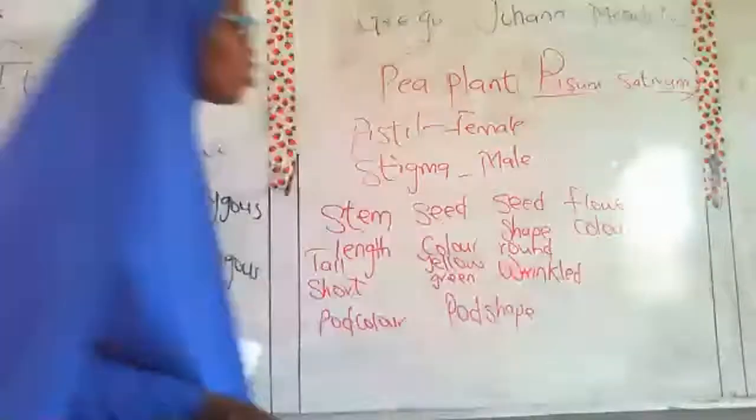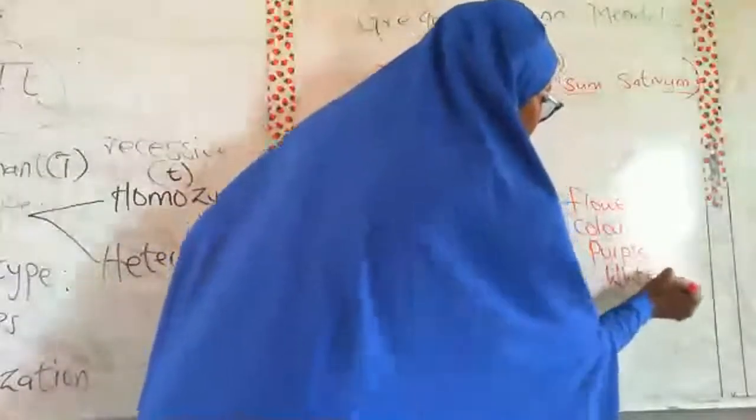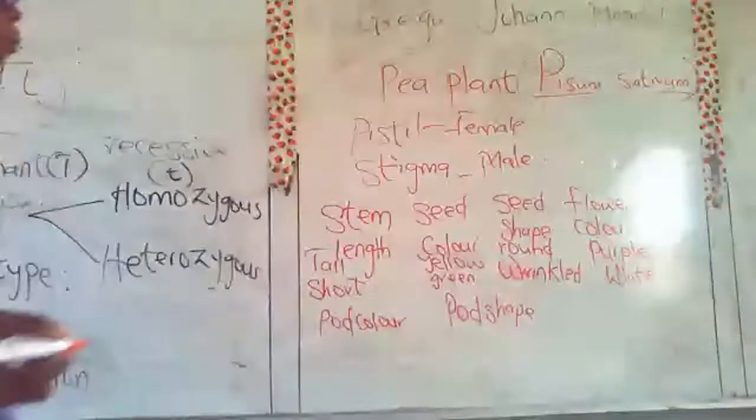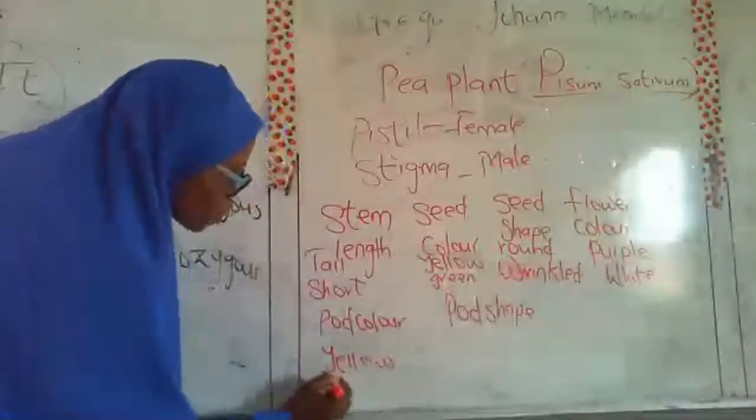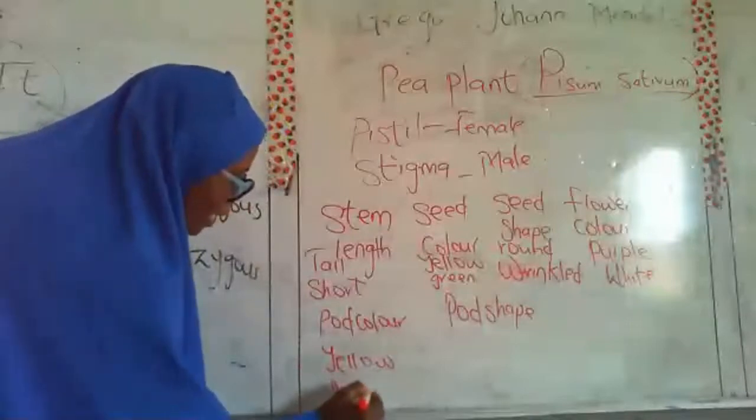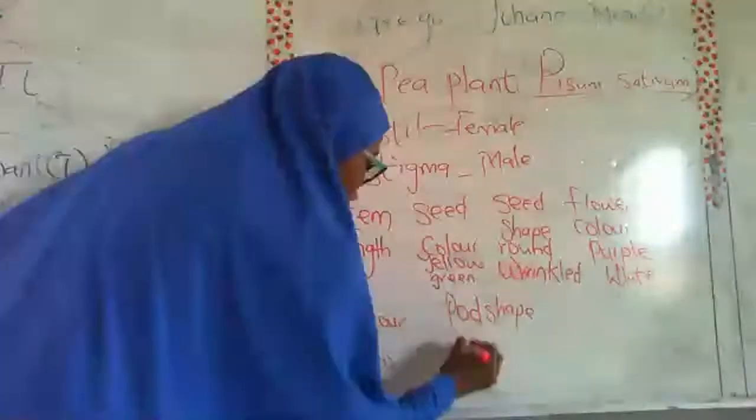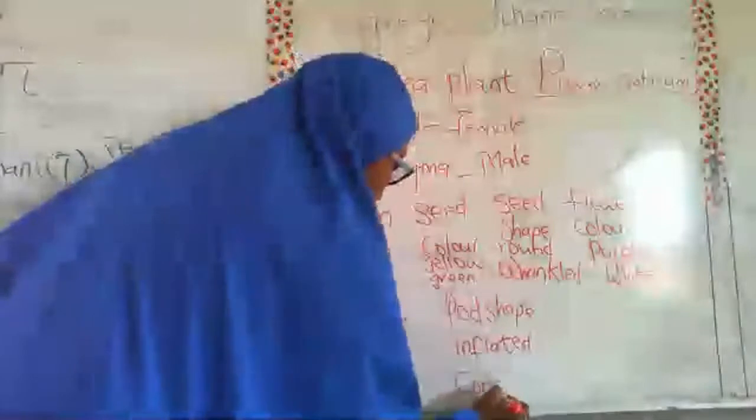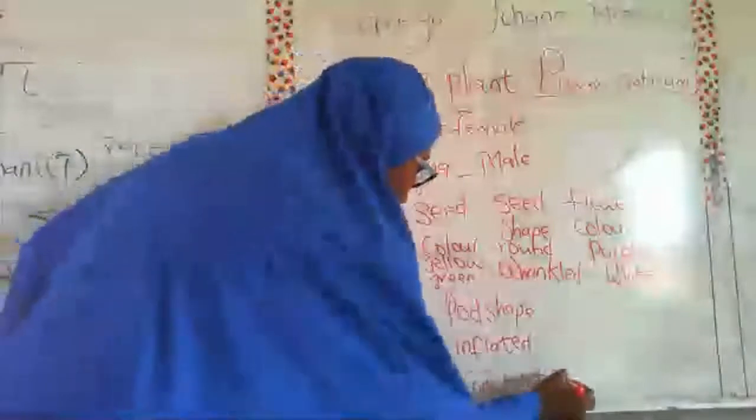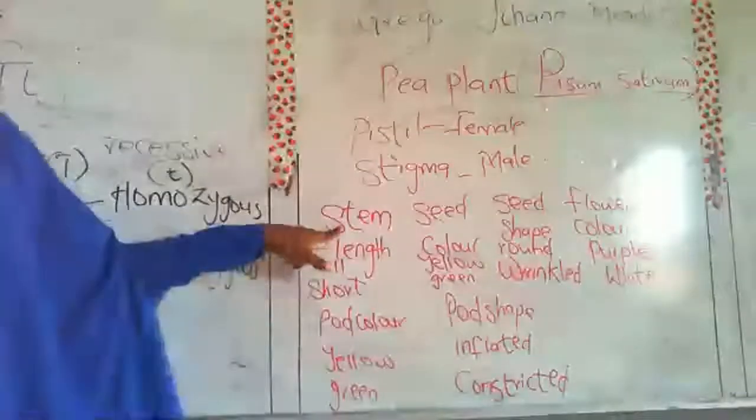So you notice that the flower color, some are purple, while others are white. Then the pod color, some are yellow, then some are green. The third one is the pod shape. You notice that some are inflated, while others are constricted. Hope you understand.